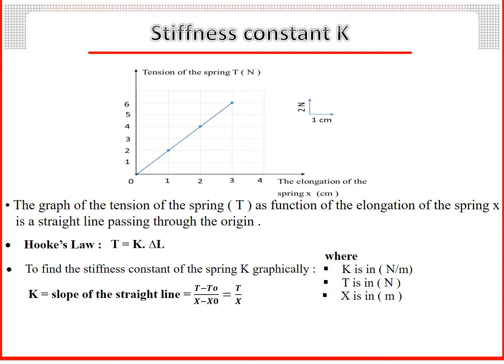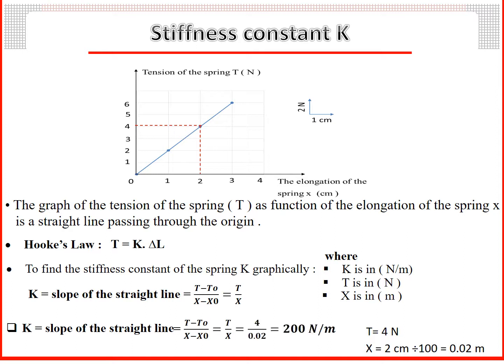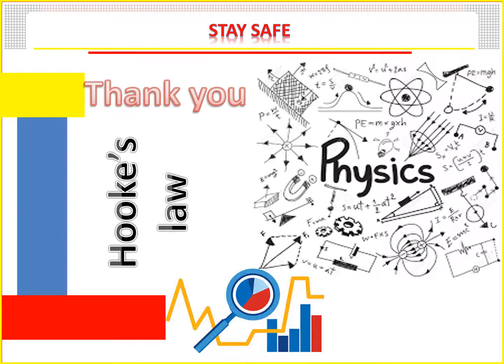T over X. To find K, the stiffness constant of the spring, using the graph, K equals slope of the straight line. Using only one point on the graph, as shown in the figure, T equal 4 Newton and X equal 2 centimeter. To convert from centimeter to meter, we have to divide by 100. Then X equals 0.02 meter. Then K equal slope of the straight line equal T over X equal 4 over 0.02 equal 200 Newton per meter. Thank you.